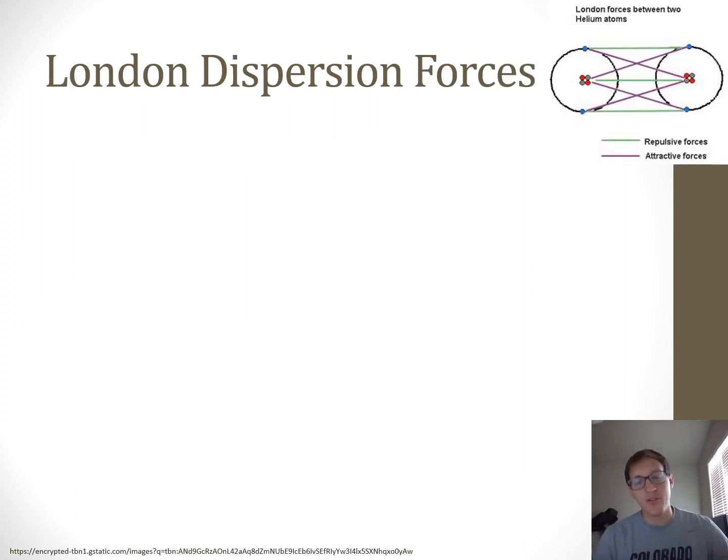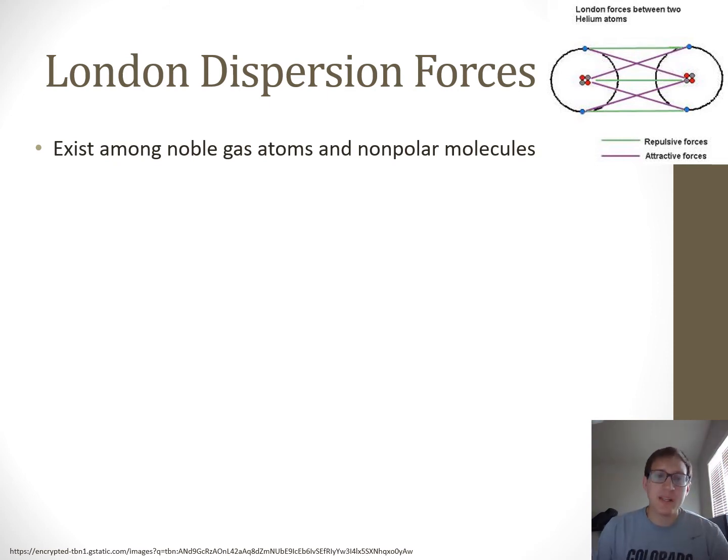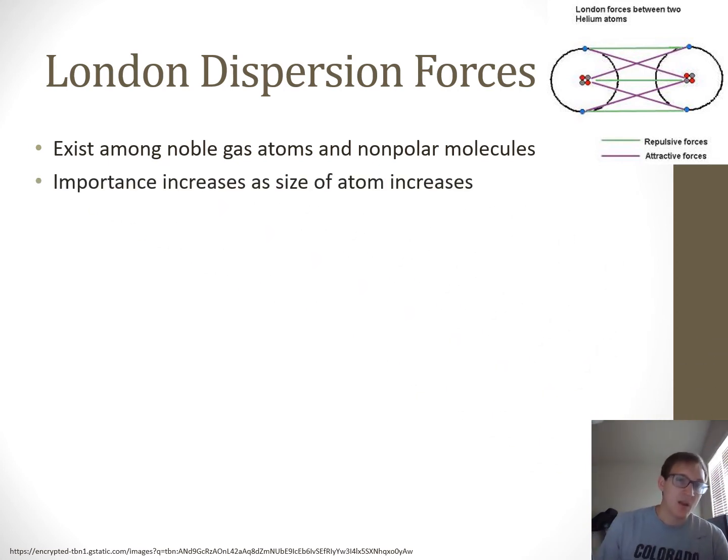All right, the last one, third and weakest of them all, is the London dispersion forces. These exist among noble gas atoms and nonpolar molecules. So if you have ionic bonds or nonpolar covalent bonds, this is the one that connects them together. Importance increases as the size of the atom increases. So the bigger the atom, the bigger the London dispersion forces, and that's mostly just because they have bigger charges, bigger nuclei that have bigger attractions and that sort of thing.